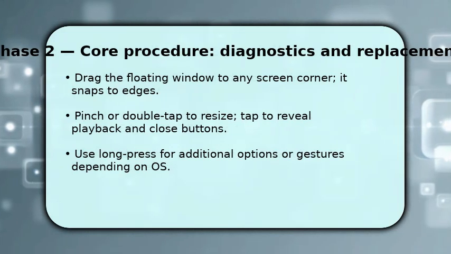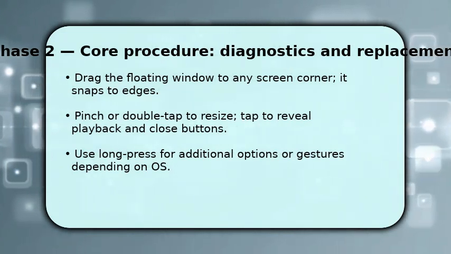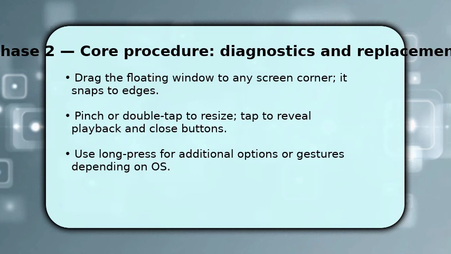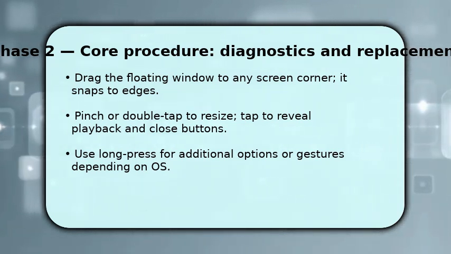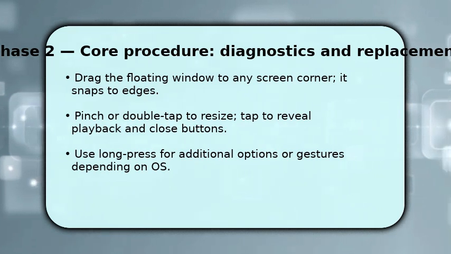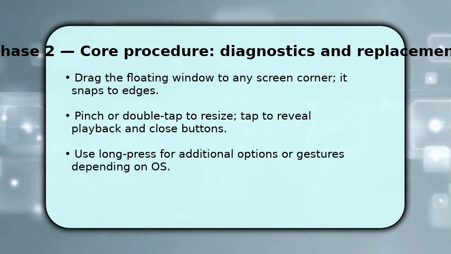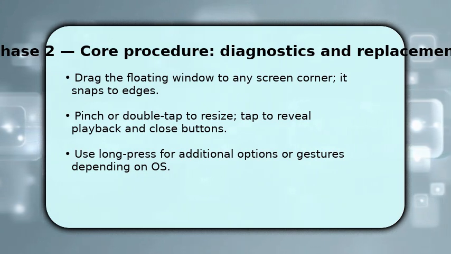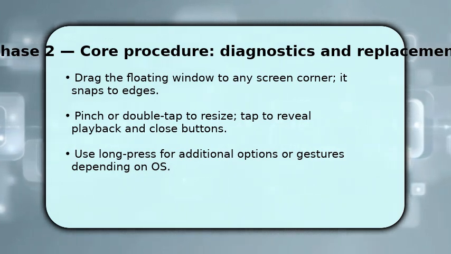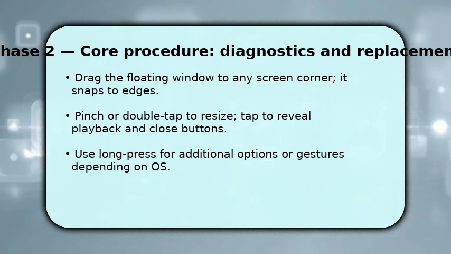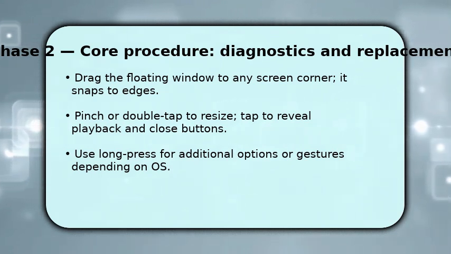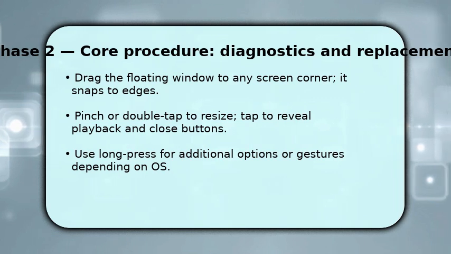And with the video now floating, you control size and placement. Drag to move it and pinch or double tap to resize, smaller for reading, larger for detail. Make sure to tap the window to reveal play, pause, and close buttons because those let you manage playback without returning to YouTube. If you need to switch to another video, return to the main app and select a new clip. PiP will update. These gestures and quick actions make multitasking smooth and efficient.